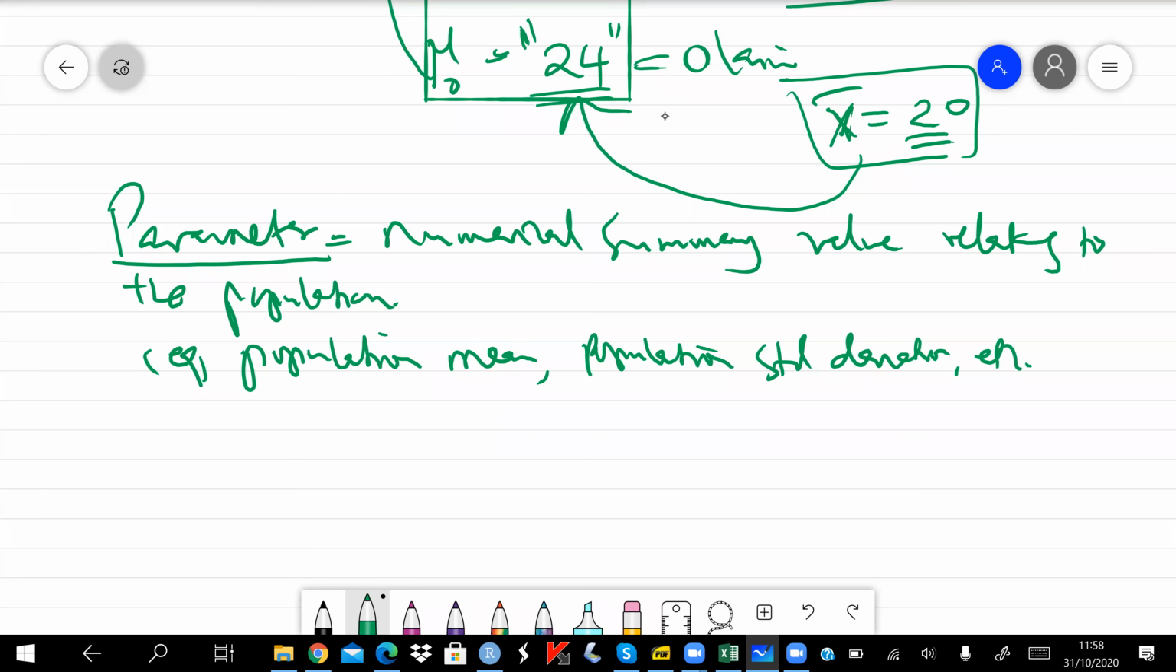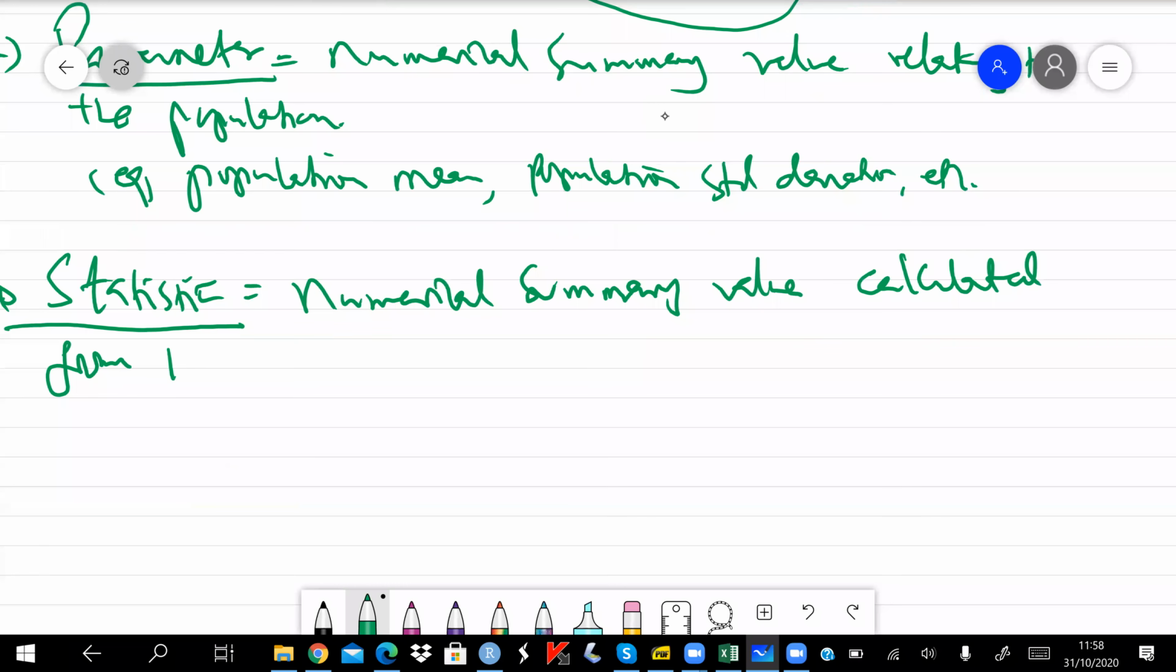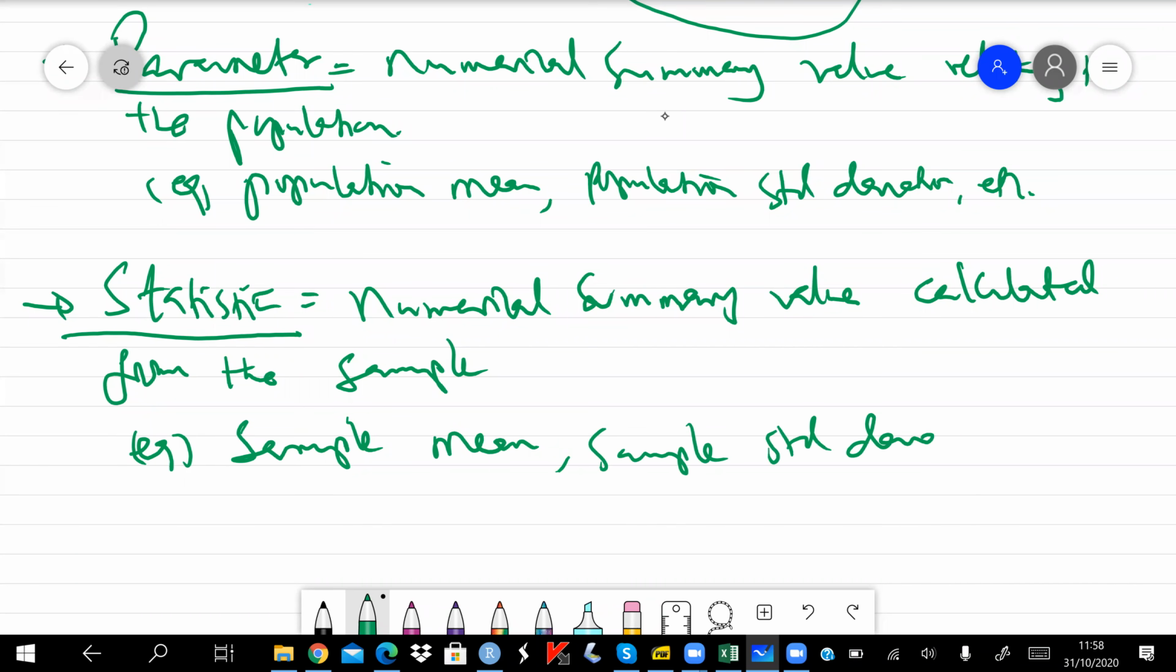etc. Okay. Then the other related term is what we call statistic. We say that this is a numerical summary value, calculated. In this case, it should be calculated from the sample. Things like sample mean, and sample standard deviation, etc. Okay.